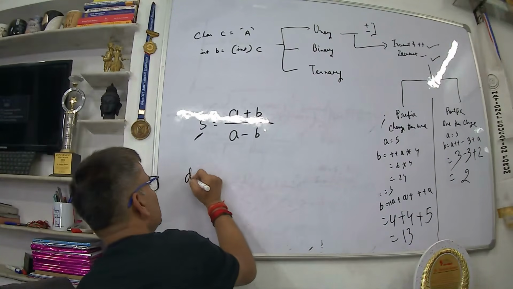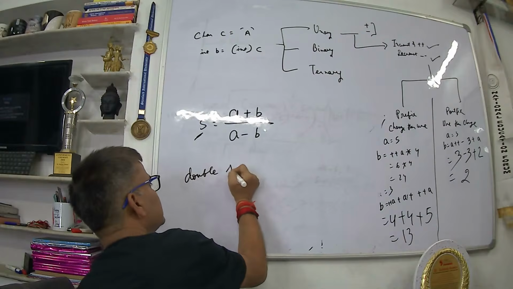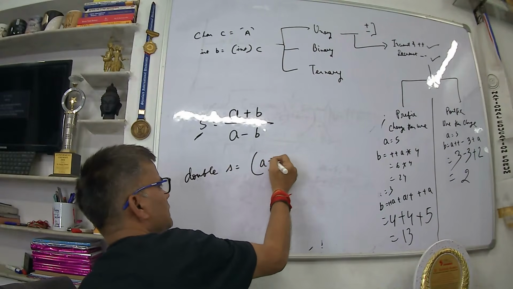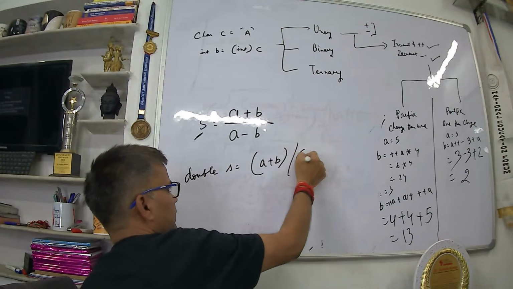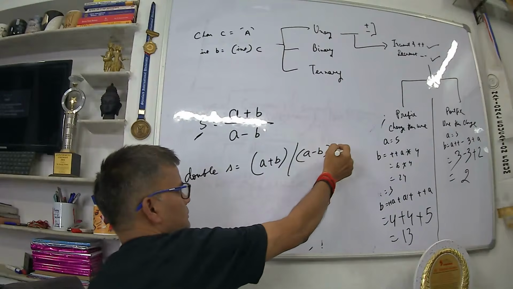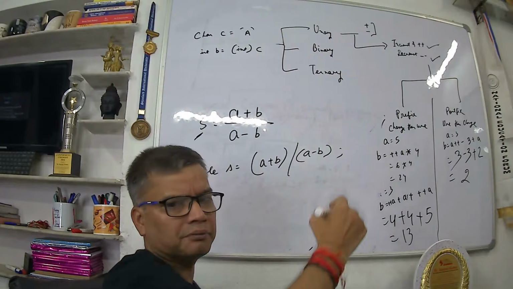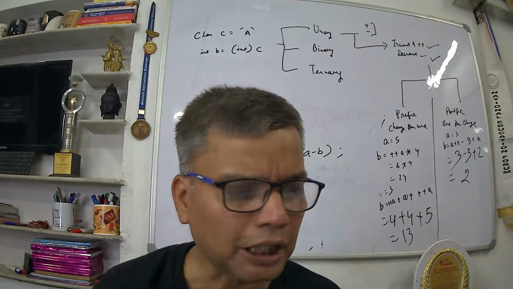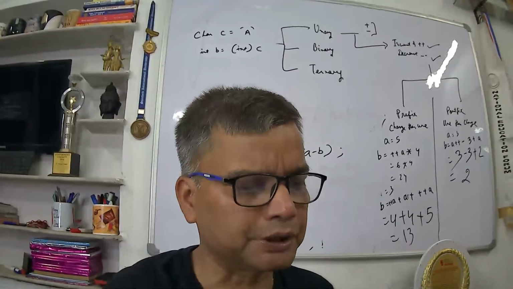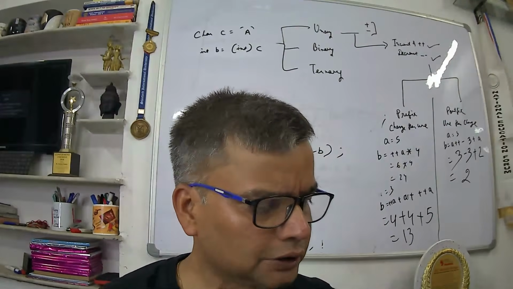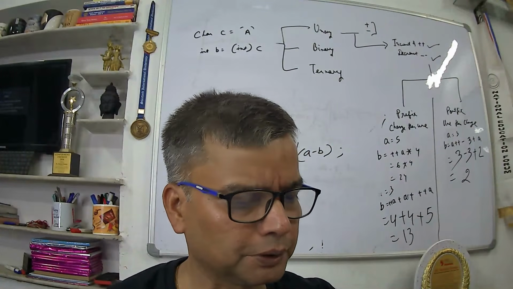So I say double S is equal to A plus B upon A minus B. This becomes the value. So this way we can get the Java expression. For any mathematical expression, you need to know how to write the Java expression that you should be able to understand.